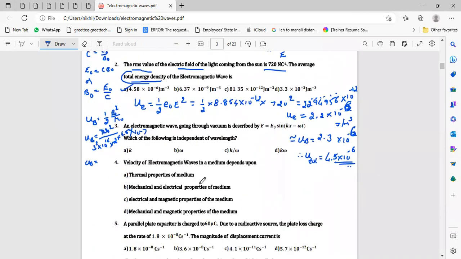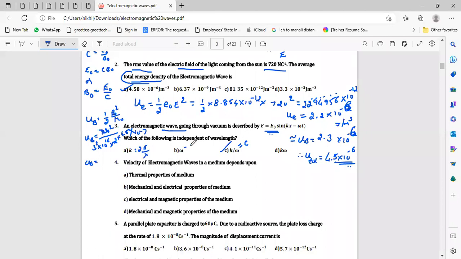Look at the third question. An electromagnetic wave is going through an electric field, E is equal to E naught sine (kx minus omega t). What is this k by omega? K by omega is the speed of light, c. So it is independent of wavelength, because k is given by the formula 2 pi by lambda.